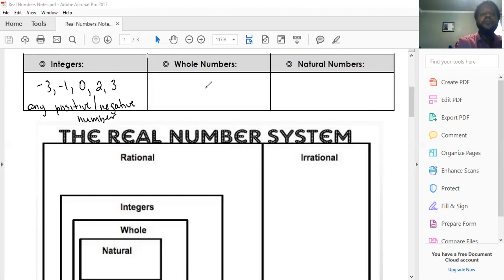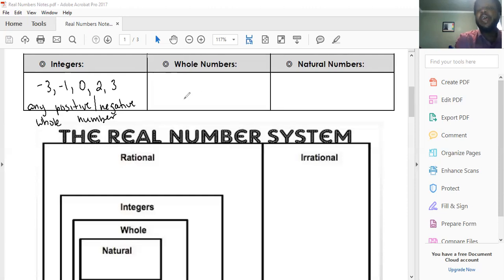Okay, and so whole numbers are less inclusive than integers. That means they are more restrictive. So numbers that are whole numbers are also integers, but it doesn't go back and forth, right? So for instance, whole numbers do not include any negative numbers. So I should say that integers are any positive or negative whole number, right? Because we don't want any fractions or decimals, right?